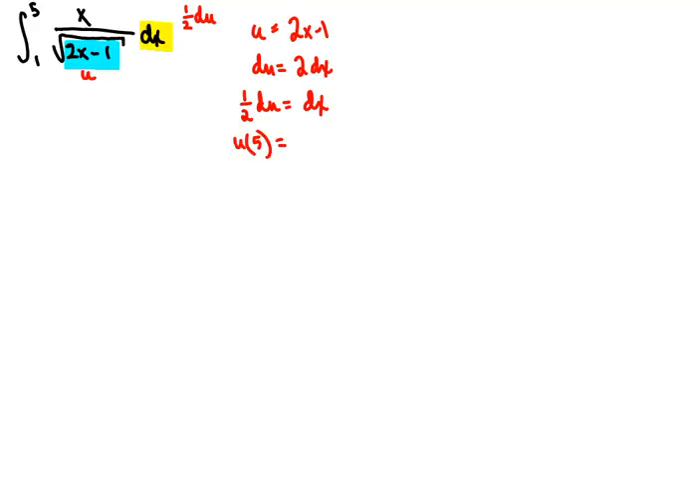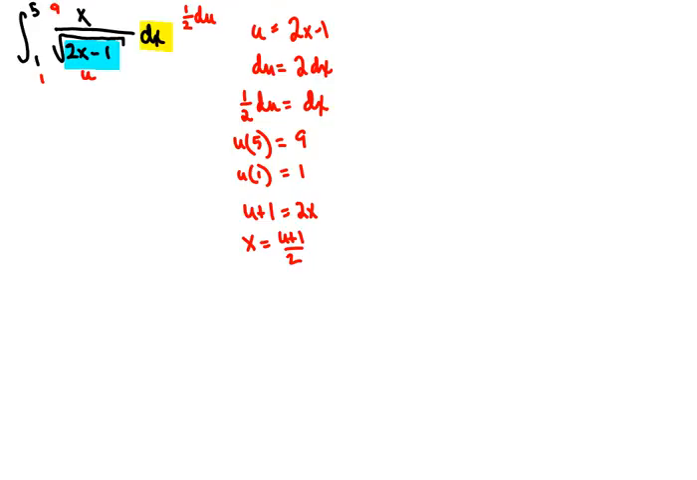And I want to know what is u when x is 5. Well, that would be 9. And then I want to know what is u when x is 1, and that would be 1. So the only thing that I'm missing here is I need to rewrite x in terms of u. And we actually did this particular substitution earlier, and we get x is equal to (u plus 1) over 2.